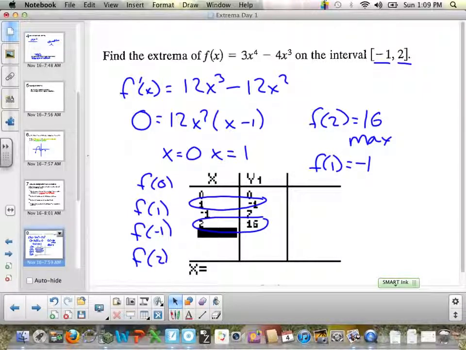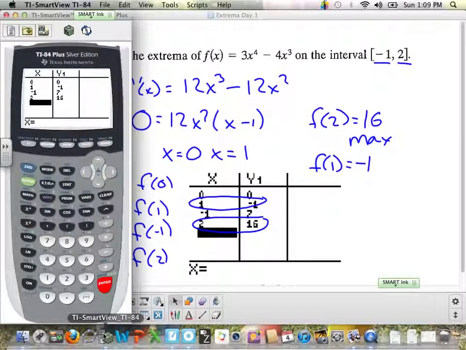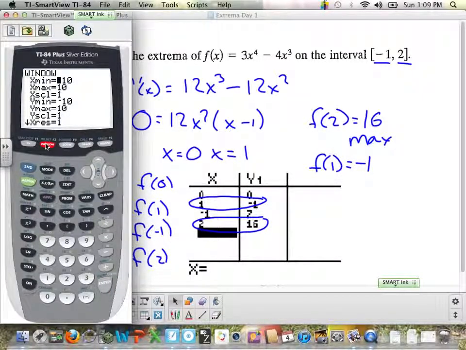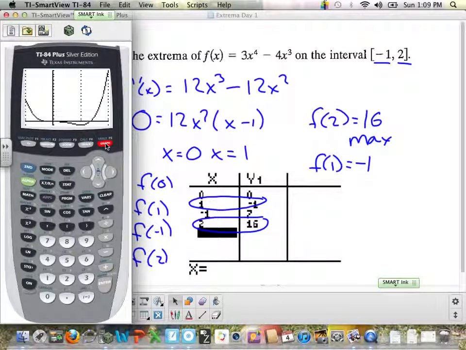If we take a look at it graphically, I'll change my window to go from -1 to 2. My x scale can be 1. My y min, it says the minimum value is -1. Might as well put that in. My maximum value is 16. Put that in. If we graph it, we should get the whole graph to fit in the window. And we do. We can see our graph based on our max and min, and it fits.